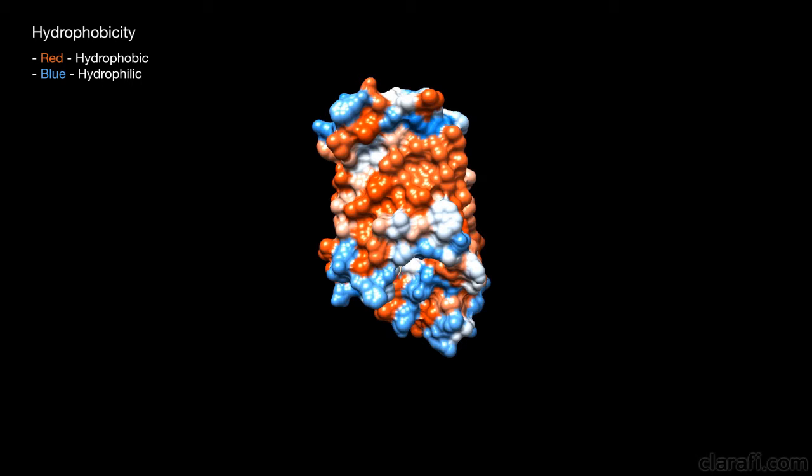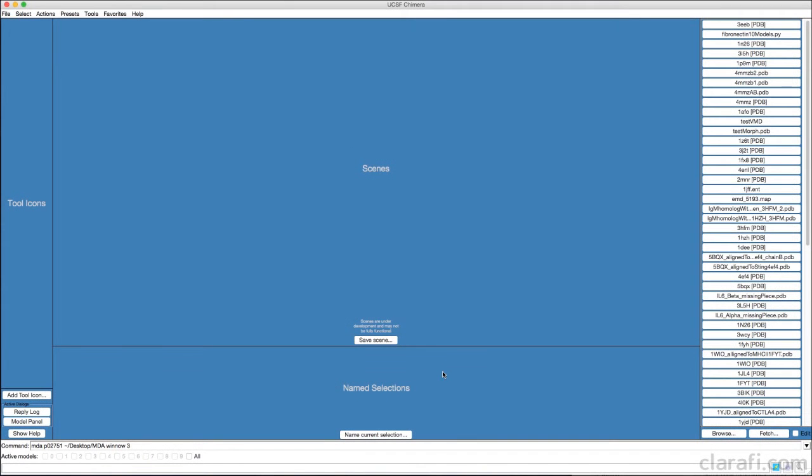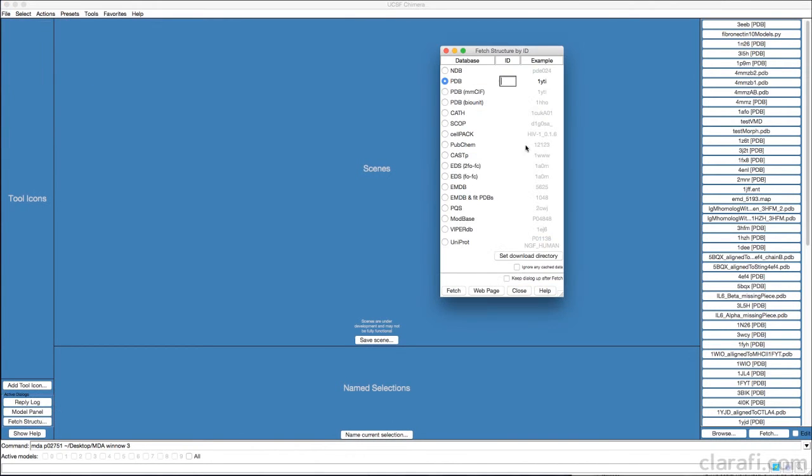We can predict which portions of a transmembrane protein sit inside and outside of the phospholipid membrane by looking at its hydrophobicity. In Chimera, open the PDB file 1fx8 by clicking File, Fetch by ID. Type 1fx8 in the box and click Fetch.